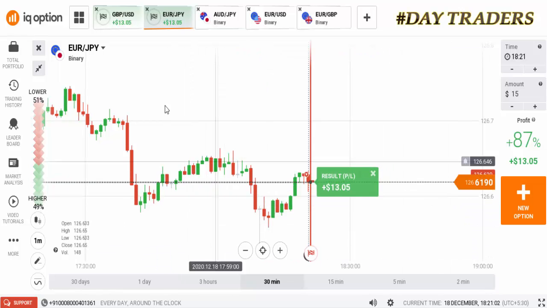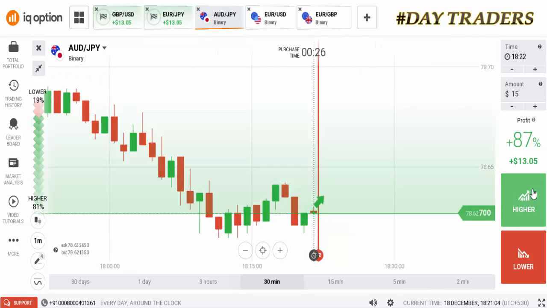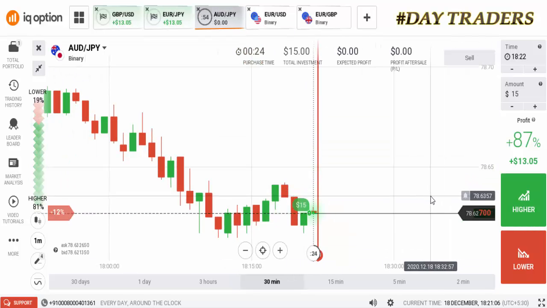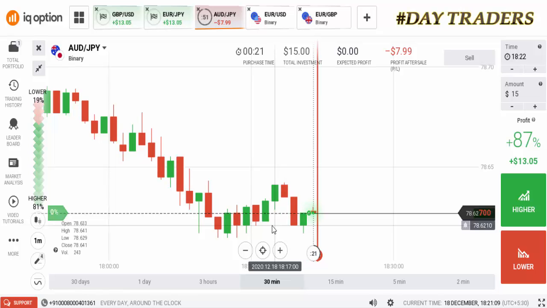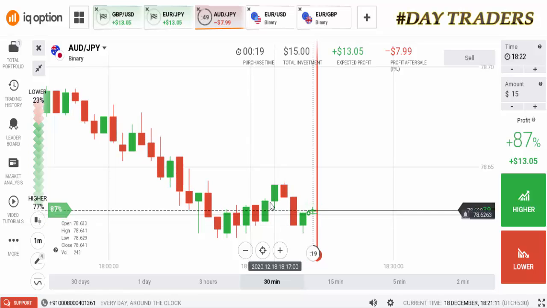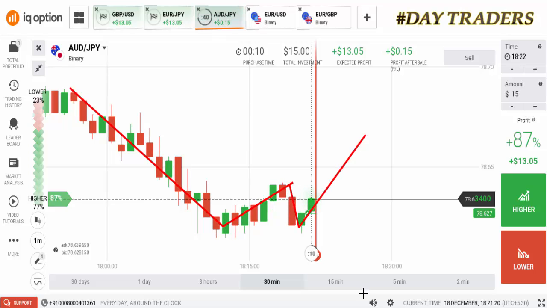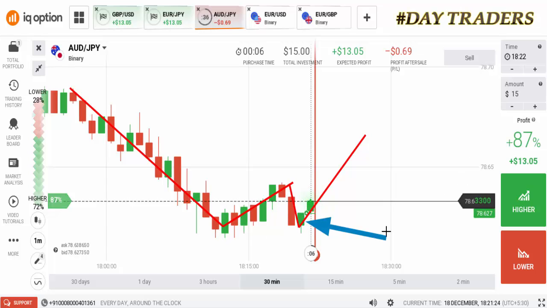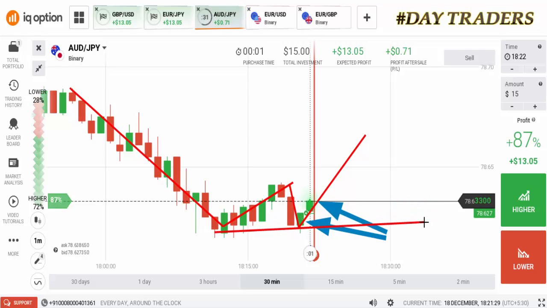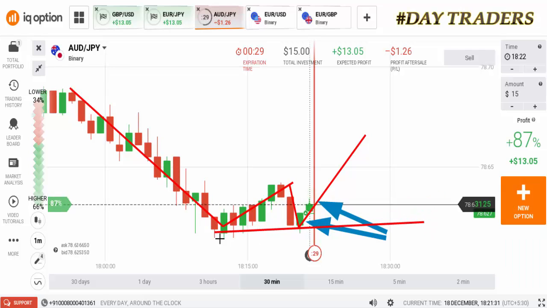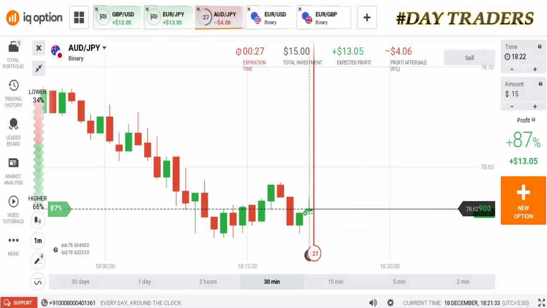Okay, this is also a winning trade. Check the next pair. Okay, I'll place a higher option. I'm expecting this type of market. It's a very strong bullish candle, so next I am also expecting a bullish candle. It's a support level, a very strong support level. So that's the reason I place a higher option.